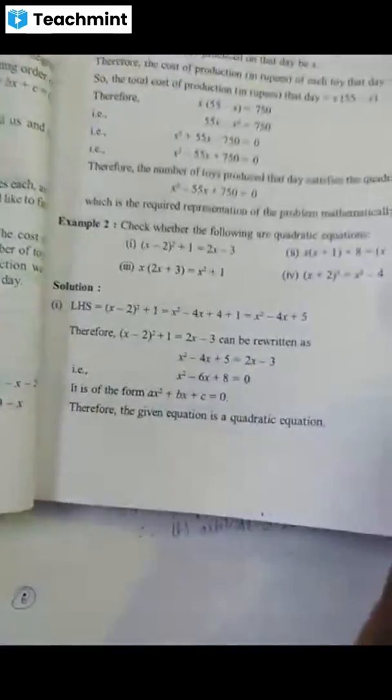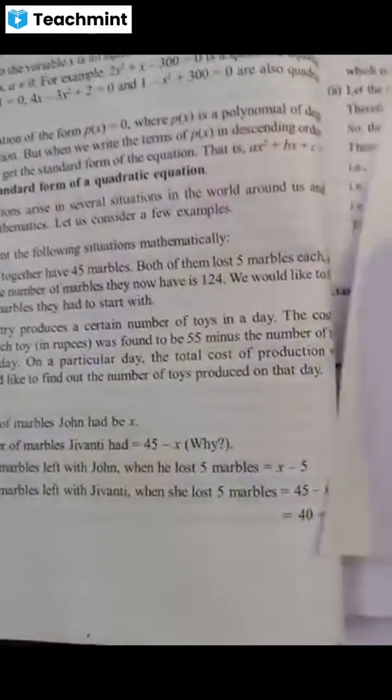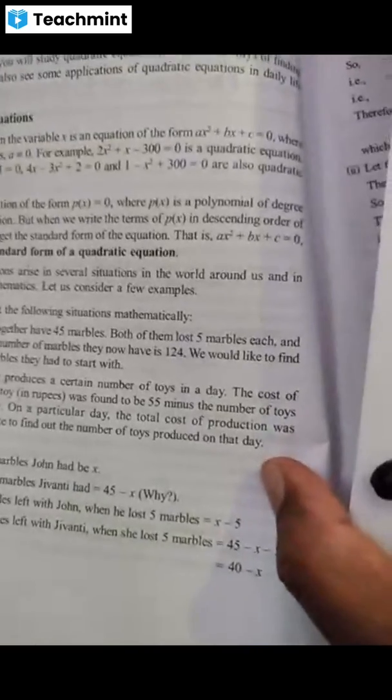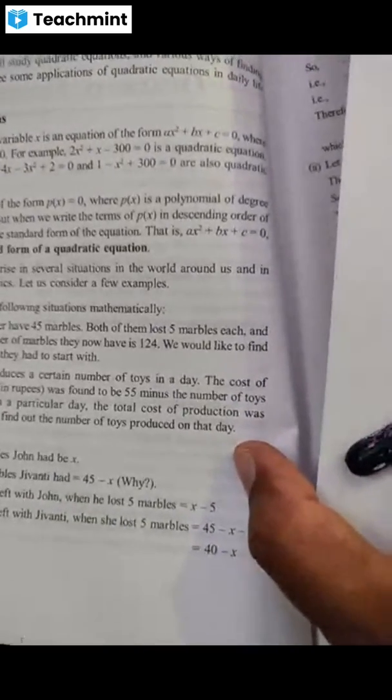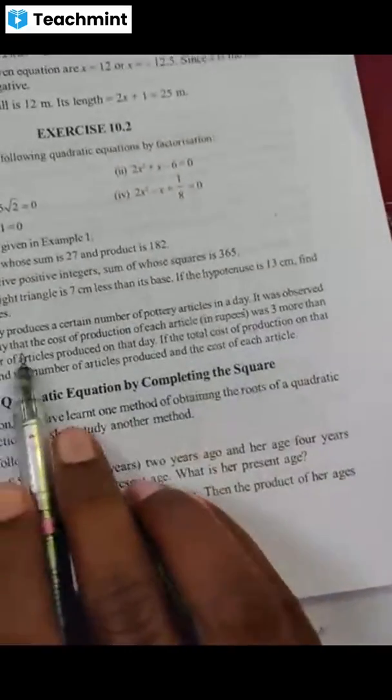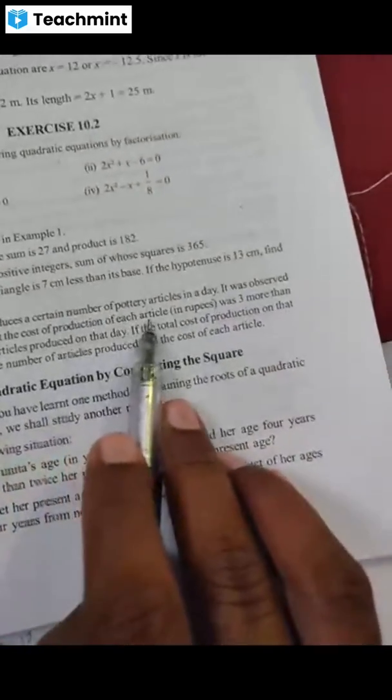Previously we found a question like this, the same question. The total is different. See here, a cottage industry produced a certain number of toys in a day. The cost of production of each toy was found to be 55 minus the number of toys. So here the equation is a little different. It was observed on a particular day that the cost of the production of each article.